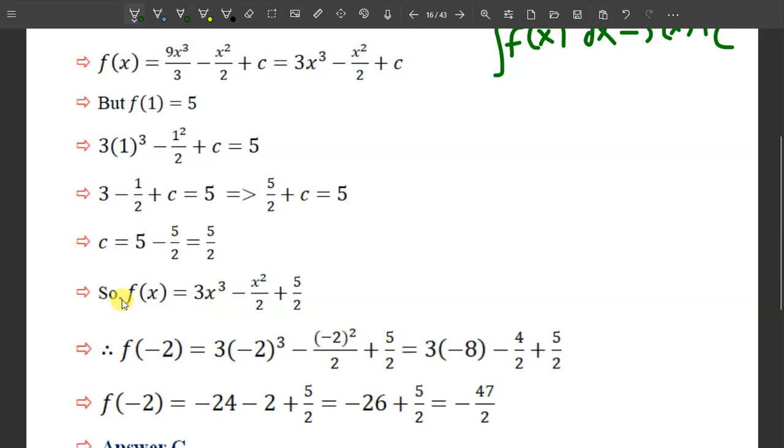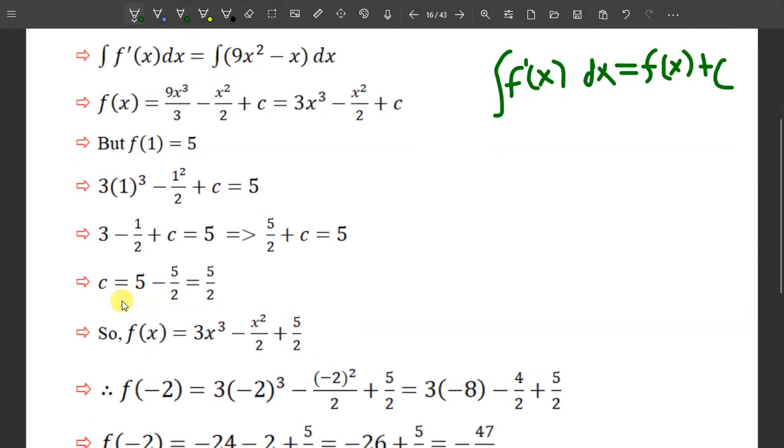Now, our function, the original function from which we obtain the derivative 9x squared minus x, or the antiderivative of this one, is f of x equal to 3x cubed minus x squared over 2 plus 5 over 2. That is the purpose of c. If we differentiate this function, then we will have exactly this expression, 9x squared minus x.